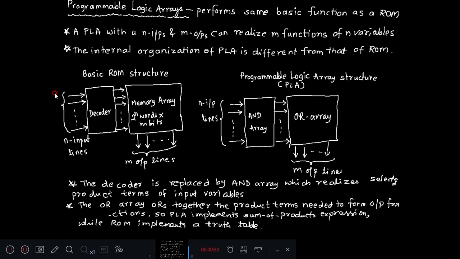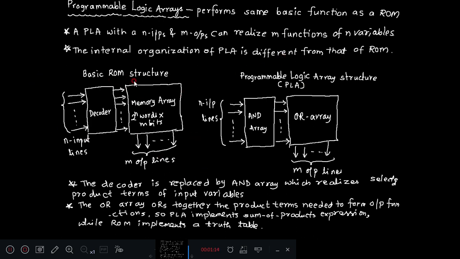If I compare the basic read-only memory (ROM) structure and the programmable logic array (PLA) structure, if you observe in the ROM structure, the first stage is a decoder. N inputs are connected to a decoder and memory is arranged based on the number of inputs. For n inputs, there are 2 raised to n memory locations, and each location size is decided based on the number of outputs required. So if m outputs are there, each memory location can have m different values. Size is m for each location.